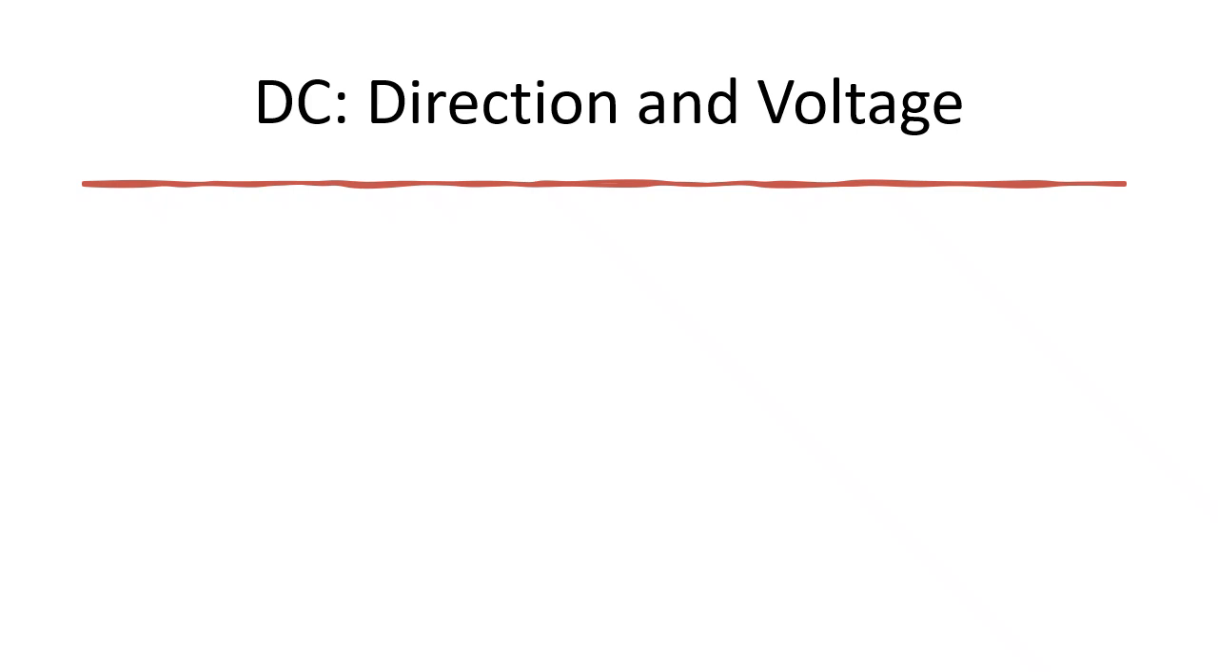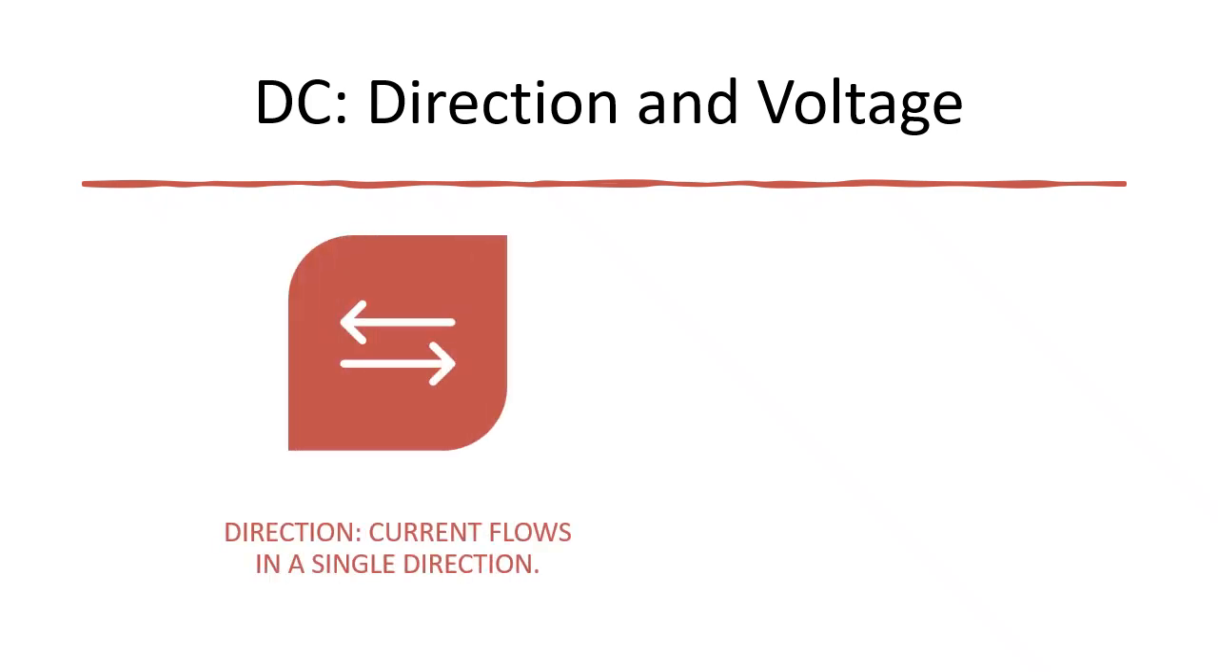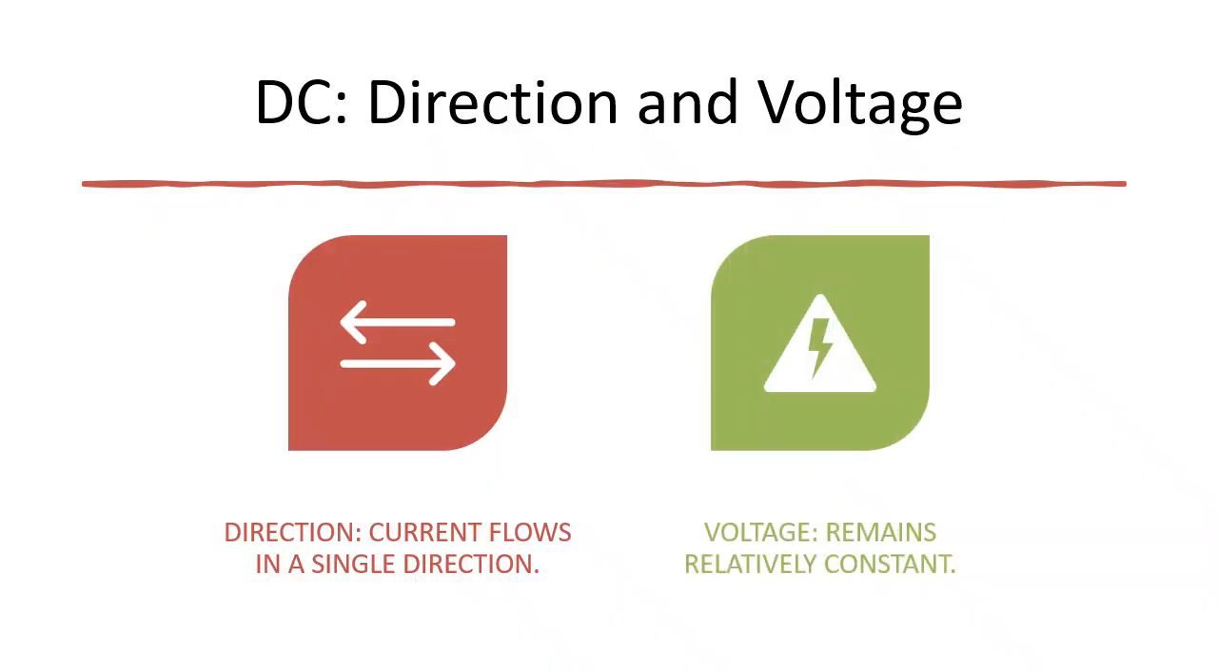DC direction and voltage. In DC, the current moves steadily in one direction. The voltage remains constant, which makes it very stable for many applications.